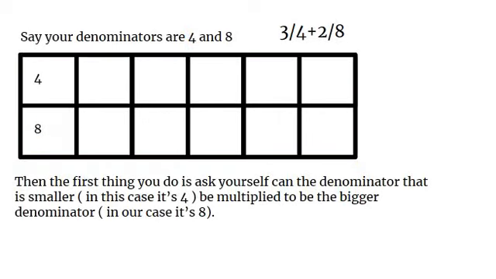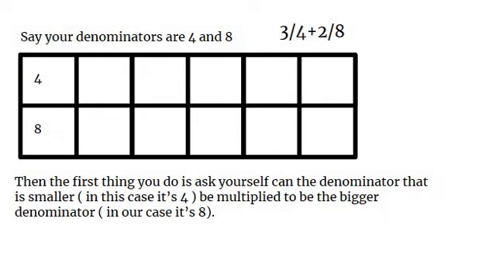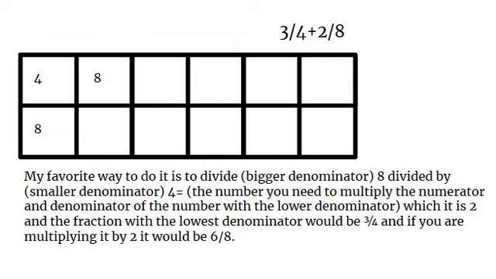Then the first thing you do is ask yourself, can the denominator that is smaller, in this case 4, be multiplied to get the bigger denominator, 8? My favorite way to do this is to divide the bigger denominator, 8, by the smaller denominator, 4, which equals the number you need to multiply the numerator and denominator of the fraction with the lower denominator by, which is 2. So 8 divided by 4 equals 2.